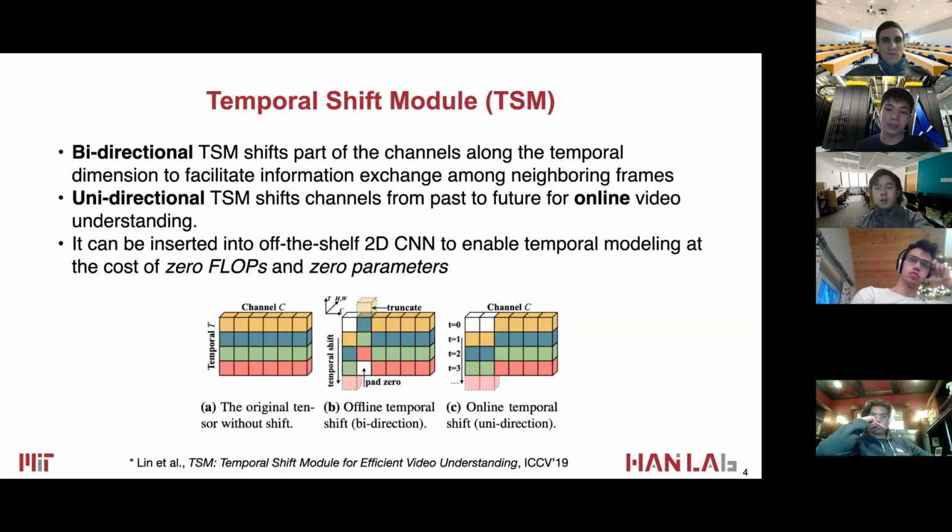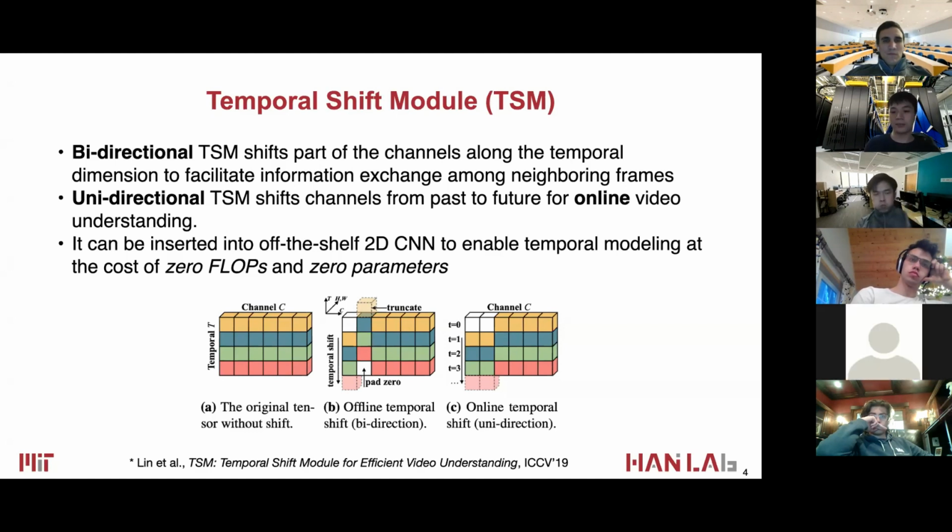After the shift, each row now has 3 colors, which means that we can effectively mingle the information from the neighboring 3 frames together, so that we can perform some kind of temporal modeling. And in figure B, we shift the channels bidirectionally.